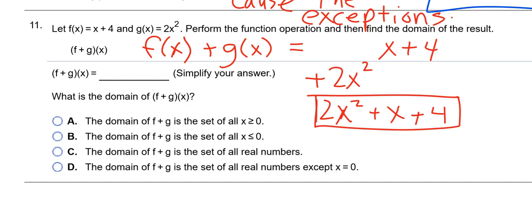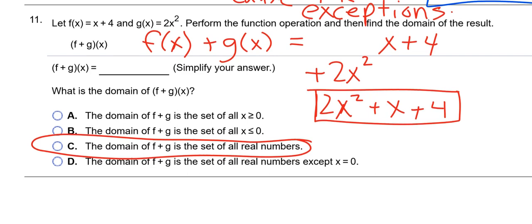What's the domain of that? Do you see any fractions to worry about? No? So which domain are we dealing with? A, B, C, or D? Yeah. 2 of you said C. You are correct. There's no fractions to worry about, so you are literally just dealing with any number in the universe.